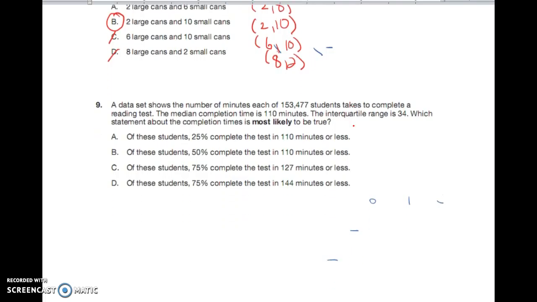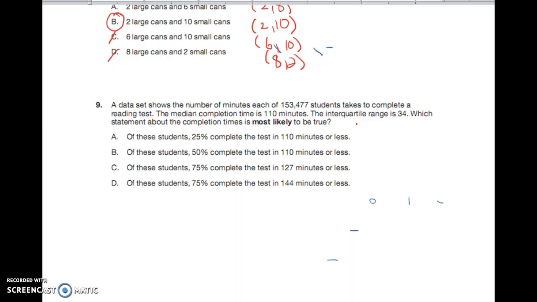And the last one, a data set shows the number of minutes each of 153,477 students takes to complete a reading test. The median completion time is 110 minutes. The interquartile range is 34. Which statement about the completion times is most likely to be true?